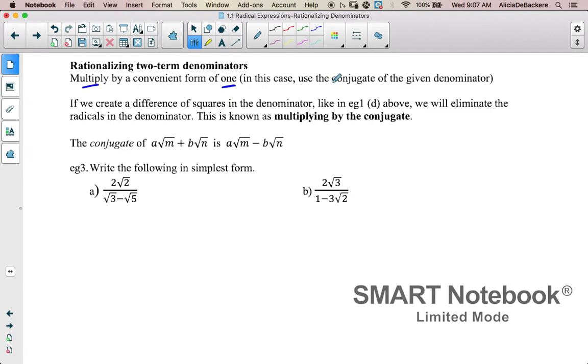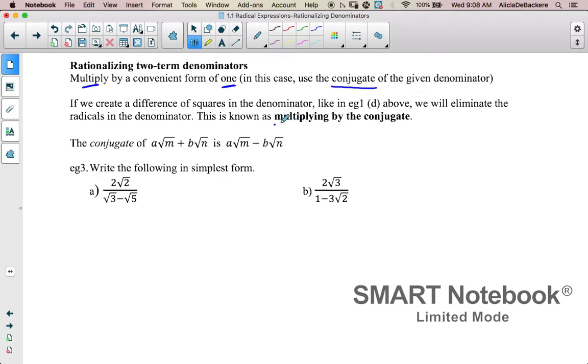So in this case, to come up with my convenient form of 1, I'm going to use something called the conjugate of the given denominator. So the conjugate is related to that difference of squares pattern that we saw in the first example. If we create that difference of squares pattern in the denominator, like in that example 1 part D, we'll eliminate the radicals in the denominator. Remember, it just came out to -2. This is what we call multiplying by the conjugate in math.